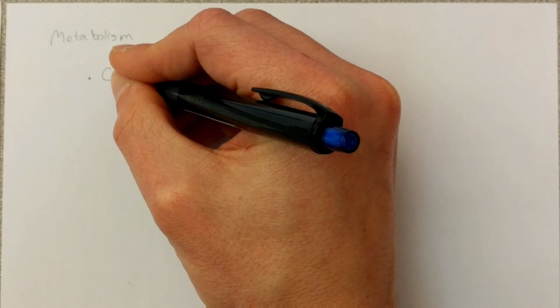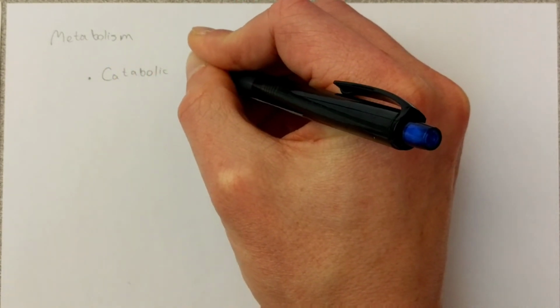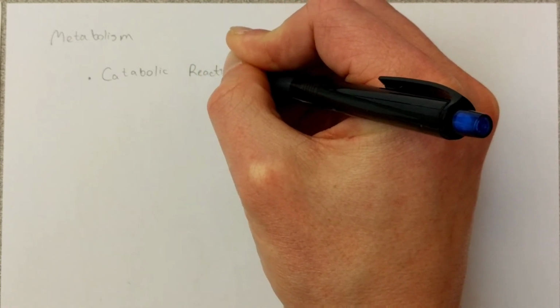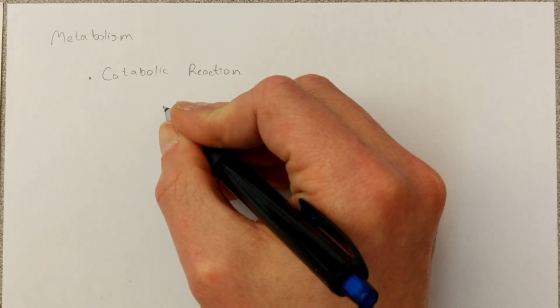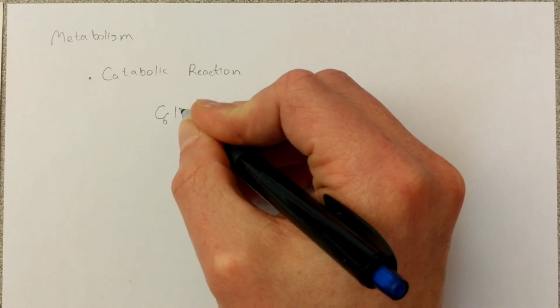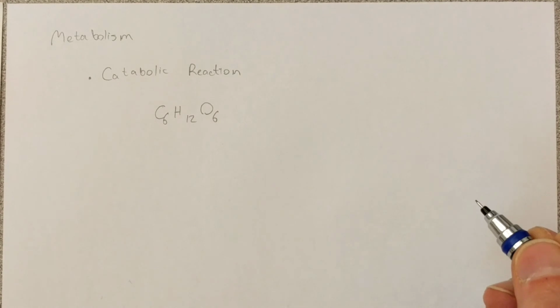The first one is a catabolic reaction. A catabolic reaction is another way of saying an exothermic reaction. It's just that it's happening inside of an organism. These are exothermic, and they break down molecules into smaller parts. So let's give an example. Let's say I start with a large molecule like a sugar molecule, C6H12O6. Okay?